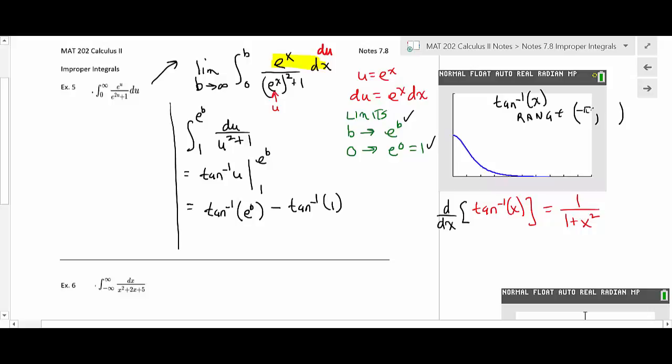Negative pi over 2 to pi over 2. We've actually seen that a couple of times this semester. So when you're doing an inverse tangent, you want to make sure that your answer falls within the boundaries negative pi over 2 to pi over 2 in radians.